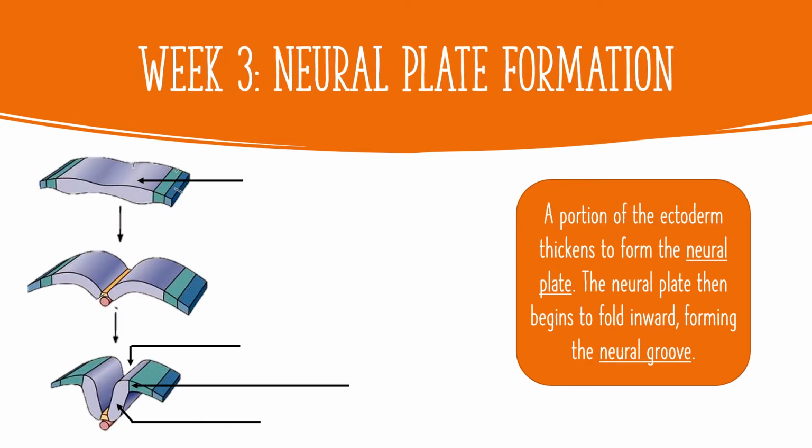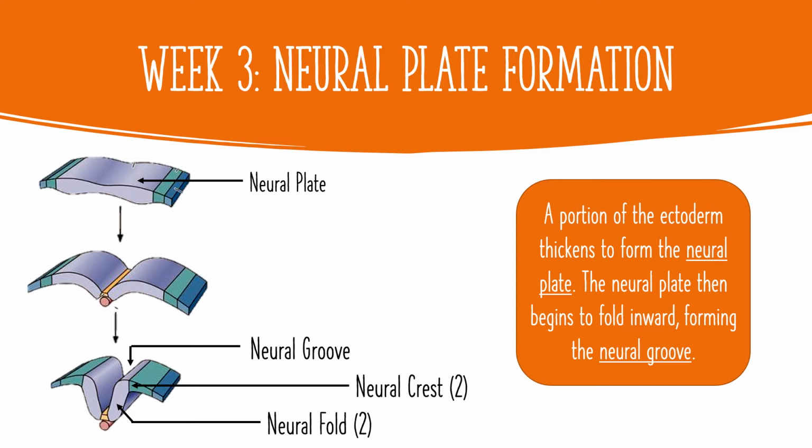In week 3, a portion of the ectoderm thickens and forms what's known as the neural plate. This neural plate then begins to fold inward in the center, forming what's called the neural groove. The neural groove consists of two folds, one on either side, as well as two peaks known as the neural crests.